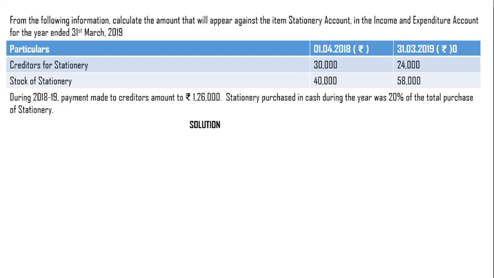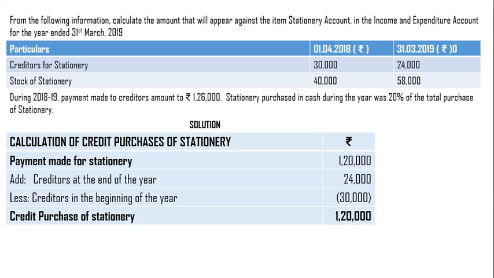And also it says stationery purchase. So payment made to the creditors means there is credit payment, so we have to search for the cash purchases. And here I can see stationery purchase in cash during the year was 20% of the total purchase. So we can easily calculate once we get the credit purchase. Let's have a look. I drew the same table here: calculation of credit purchase, payment made for stationery, add the end one, less the beginning, and you will get this as the credit purchase for stationery.